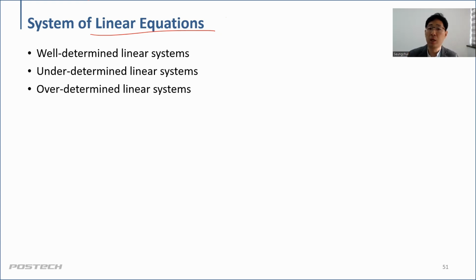Whenever you have more than one or two linear equations, there are some interesting things happening. There are three different categories, which is the way that I divide systems of linear equations. The first is well-determined linear systems, the second is underdetermined, and the last one is overdetermined. I'm going to explain what each is, one by one, in the following slides.